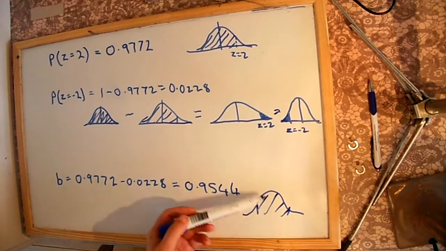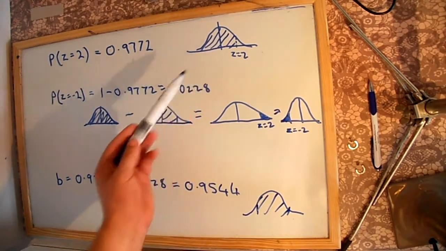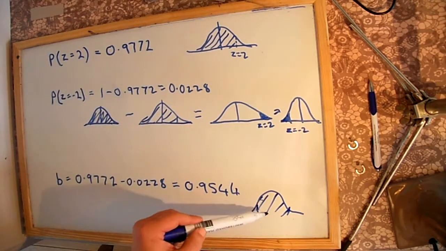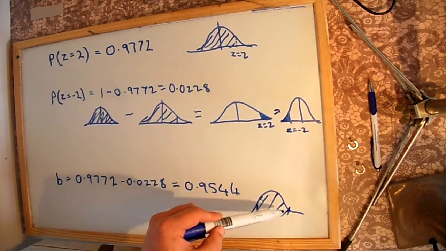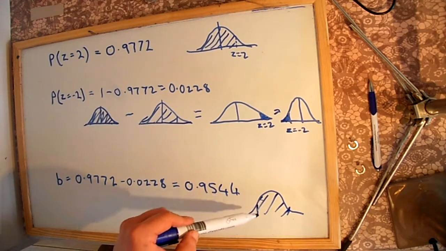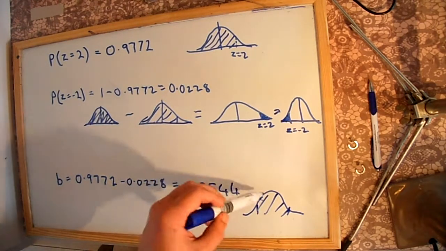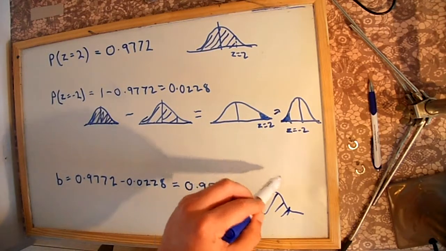And then to find B, which is the curve between here and here, we just have to take z equal to 2, take away z equal to -2, so that z equal to 2 is all this, and then z equal to -2 is from here backwards. So if we take those two away, we can find the probability between -2 and 2.